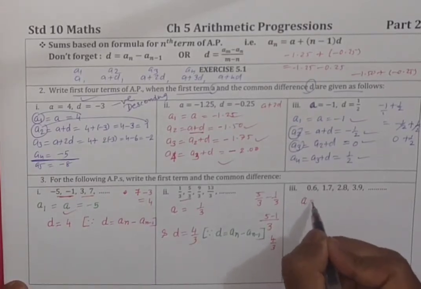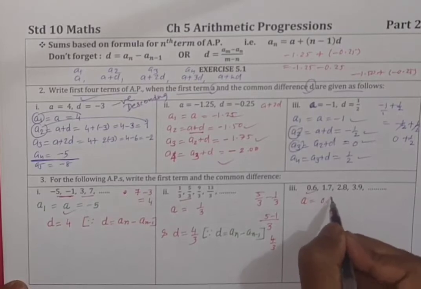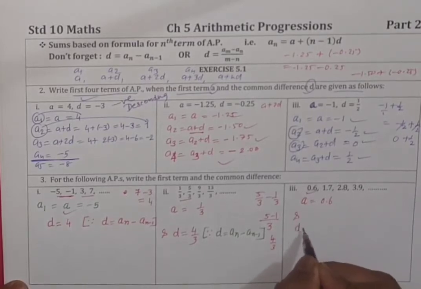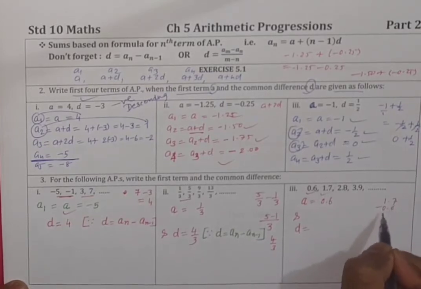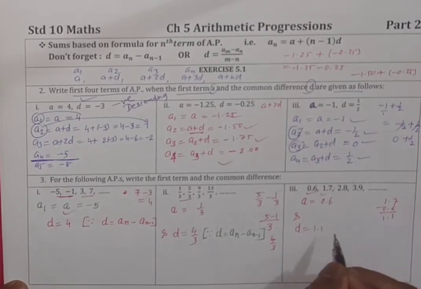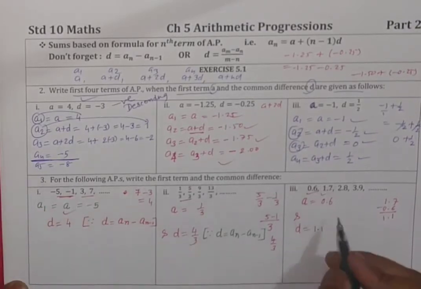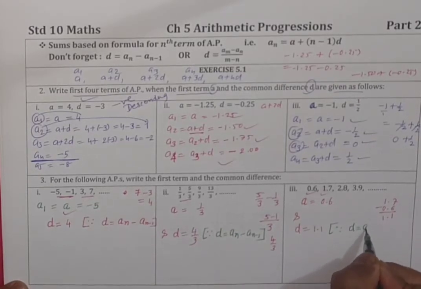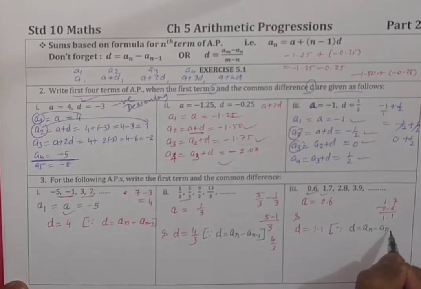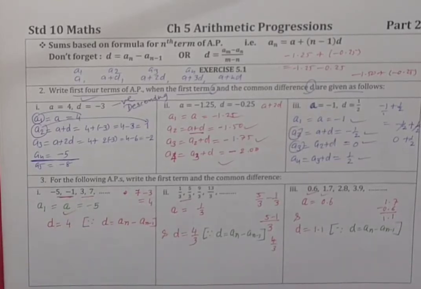Here the first term A, yes, that is 0.6 and common difference D, take the first two terms as positive, 1.5 minus 1.7 minus 0.6, that is 1.1. So 1.1, and then you may write the reason, because D is An minus 1. Okay children, so that's all.